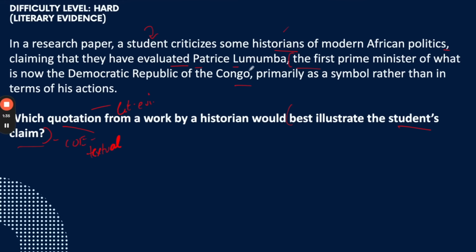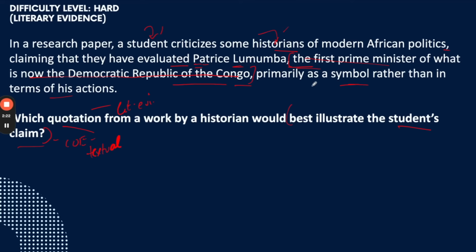So if you know what a non-essential clause or an essential clause is, you know that this is basically the extra information in between two commas. This is just extra information describing who PL is, right? Now, if we eliminate this part and read ahead to make reading and understanding easier, we basically have that claiming that they have evaluated PL primarily as a symbol rather than in terms of his actions. So the problem that the student finds in these historians is that they have evaluated PL as a symbol and they have not considered the actions that he had taken in the past, right?